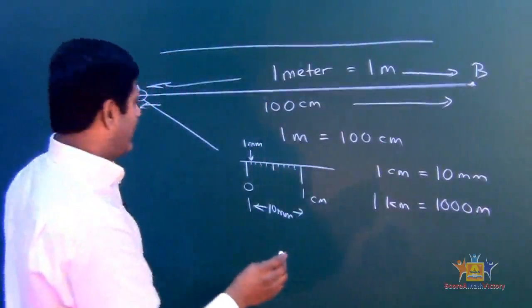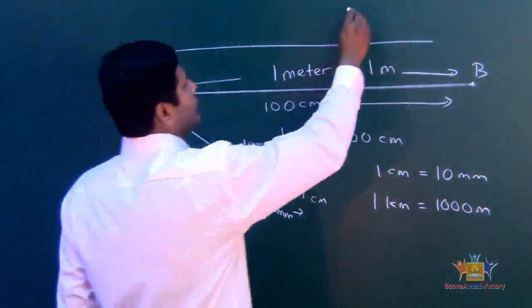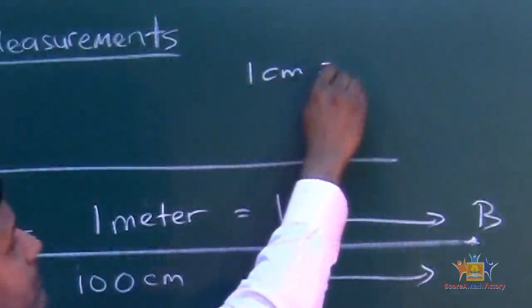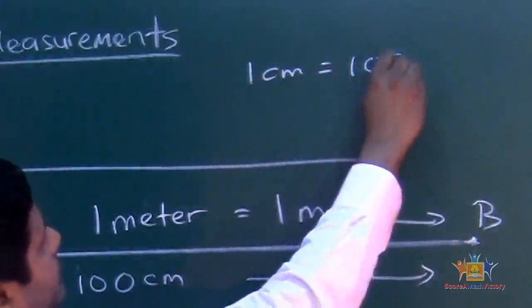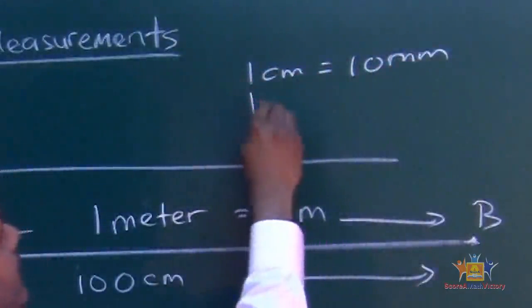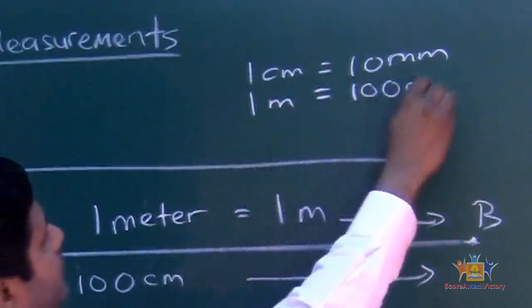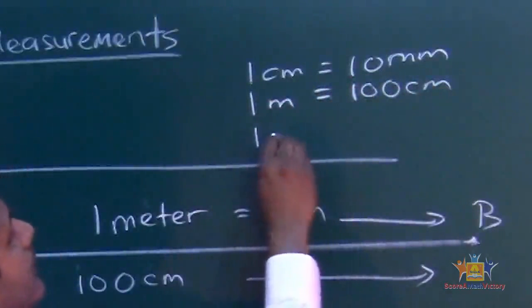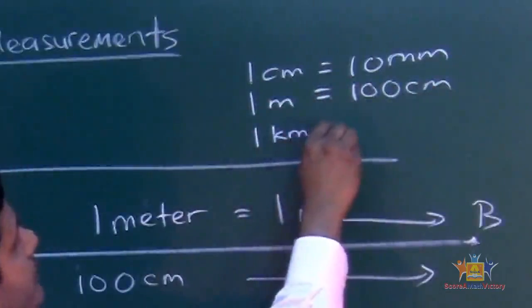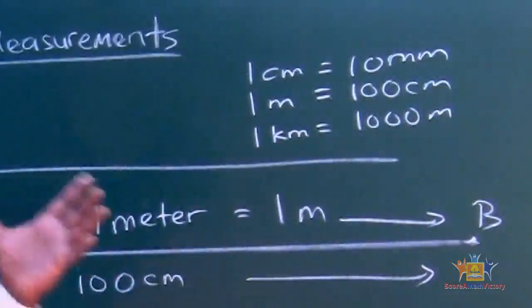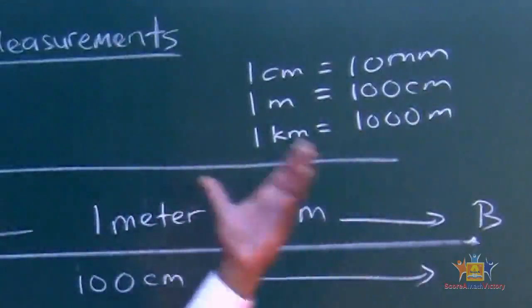Okay, let's rewrite that in order. We know that 1 centimeter equals how many millimeters? 10 millimeters. 1 meter equals how many centimeters? 100 centimeters. 1 kilometer equals how many meters? 1,000 meters. See that? That's the basic units that you need to know.